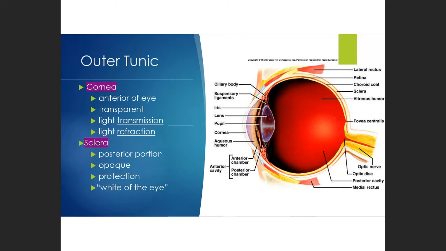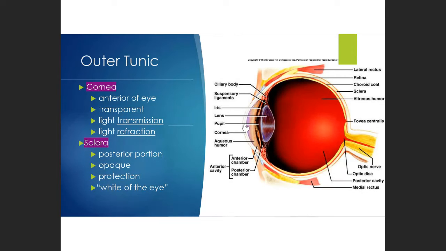So the outer tunic is the outer layer, and it's formed from the sclera, which is the characteristic white of the eye, and which provides protection for the eye, but also the cornea right here. The cornea is a transparent part of the eye that, as you can see here, is convex. Concave means it would go this way, but it's convex. So it's like an anterior bulge in the eye that is transparent, and it helps bend light rays.